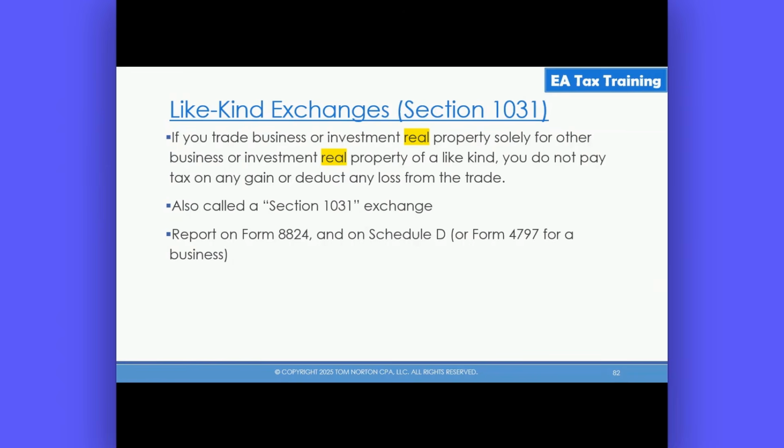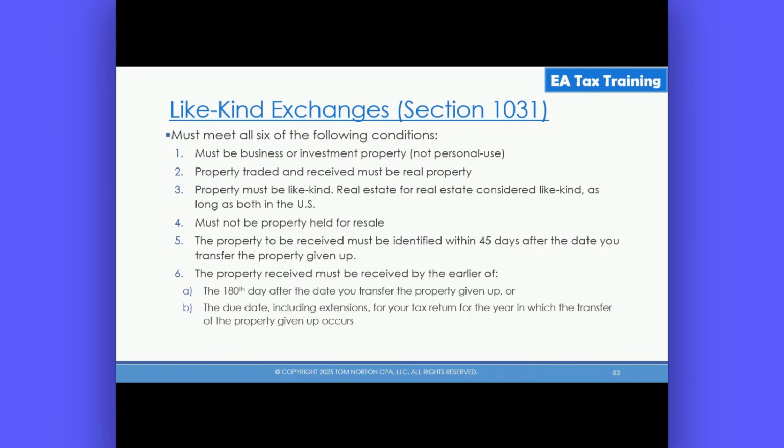Used to be you could do this for personal property as well, like if you have machinery and equipment, but now it is only for real property. You report this on a Form 8824 and on Schedule D. In order to qualify as a Section 1031 like-kind exchange, you have to meet all 6 of these conditions.